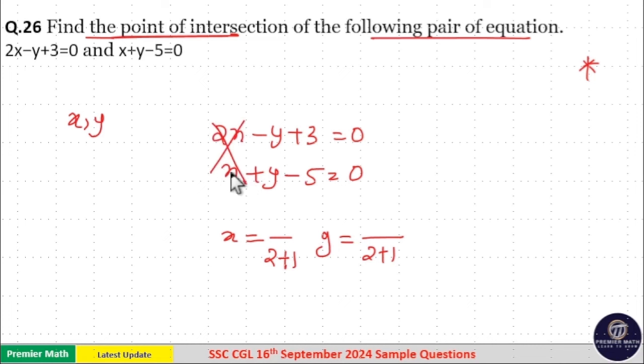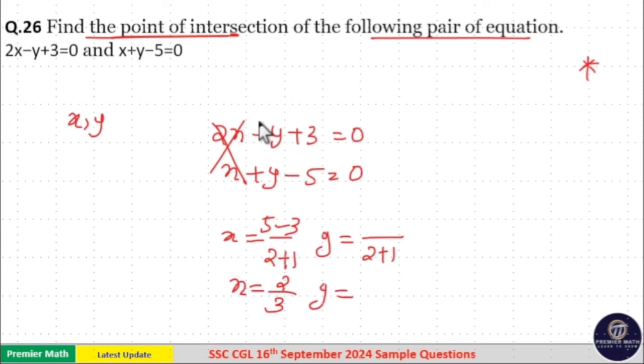Now to find the x term, that is the numerator of x, just leave x. Then next is y, so take y and the constant terms. Minus 1 into minus 5 is equal to plus 5, minus 3 into 1 is equal to 3. So 5 minus 3 is equal to 2. 2 by 3 is x.